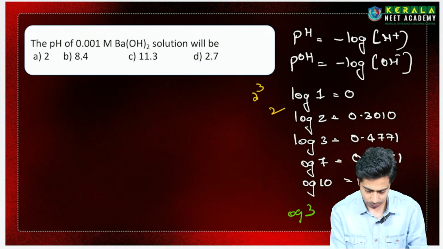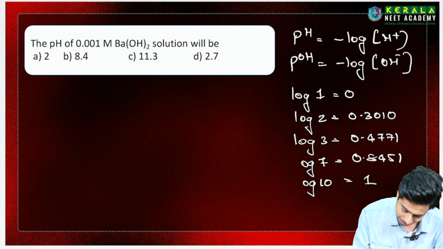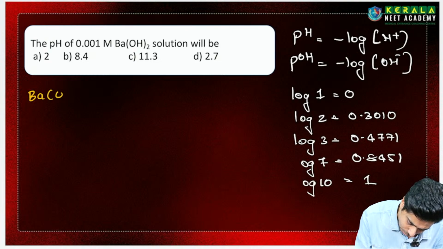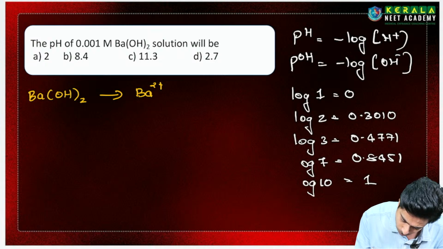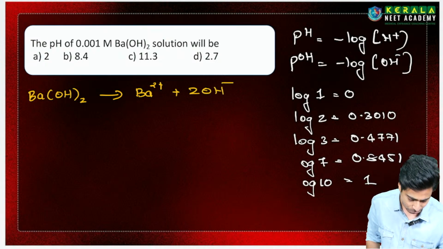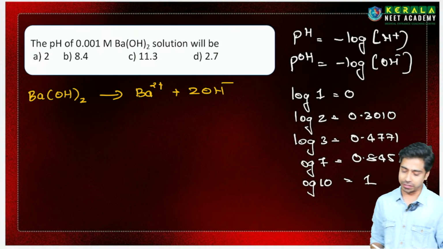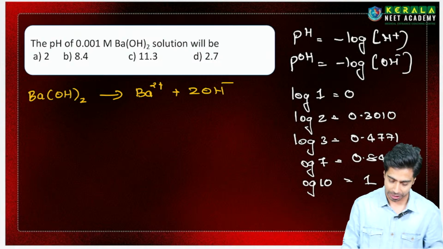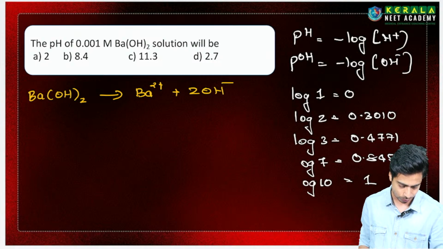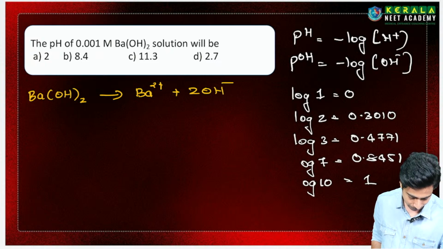So we need to calculate the pH of barium hydroxide. Barium hydroxide is a strong electrolyte. So Ba(OH)2 gives Ba2 plus and 2OH minus. One Ba(OH)2 gives Ba2 plus and 2OH minus. Everyone is doing it, very good.